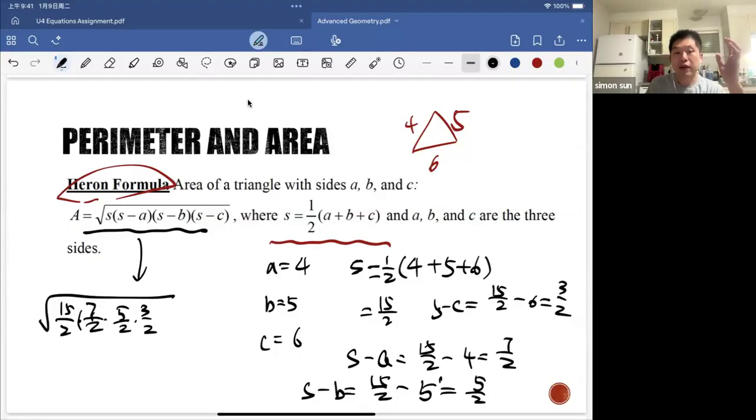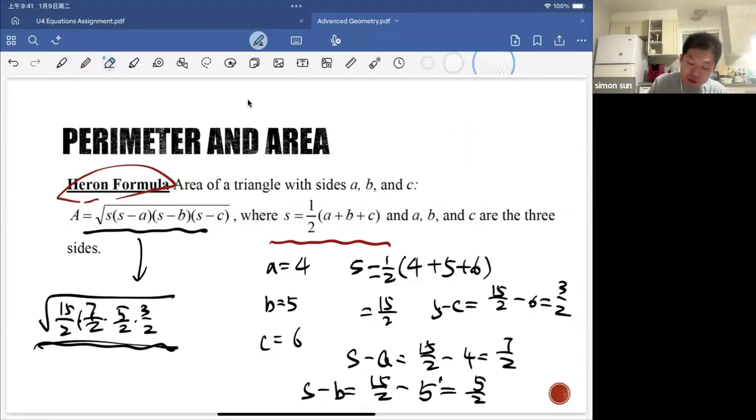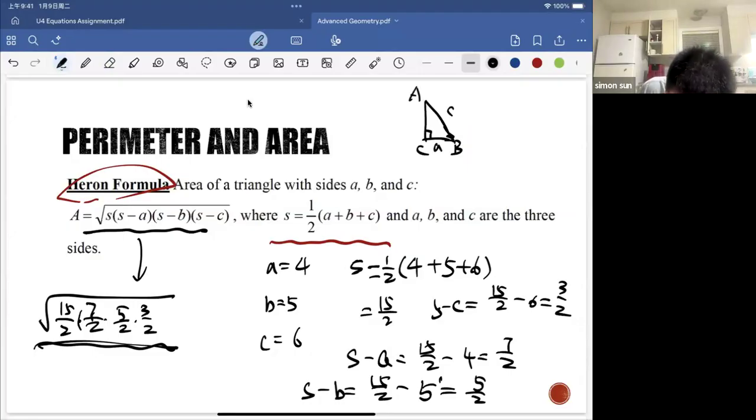Okay, now after you calculate this one, the answer will be the area of any triangle as long as the three sides are given. Now you may ask, how can you prove this is correct? So why don't we make it simple? We're actually using a right triangle. We mark the sides as A, B, and C, and the corresponding sides will be A equal to 3, B equal to 4, C equal to 5.